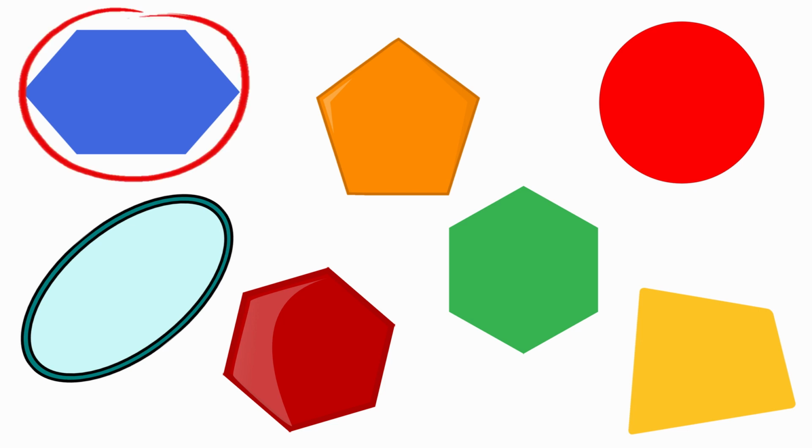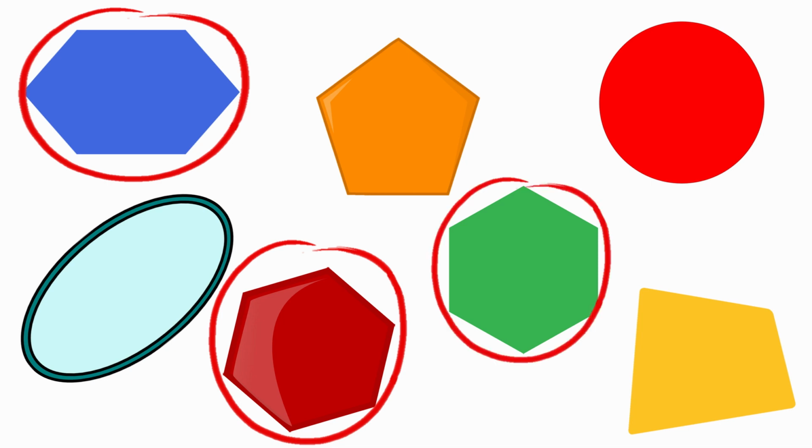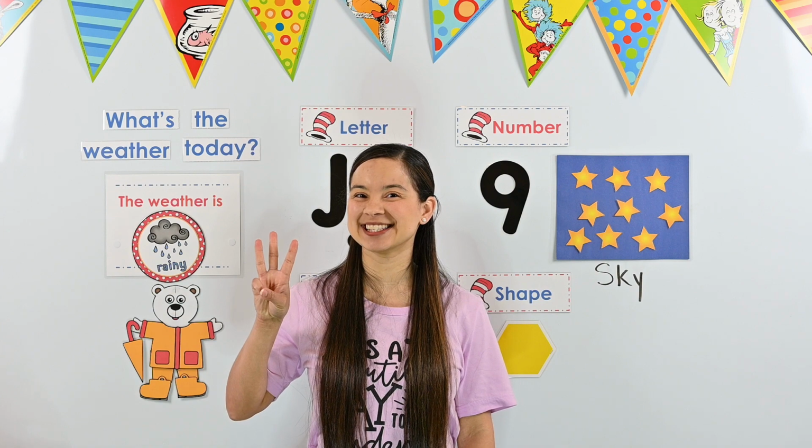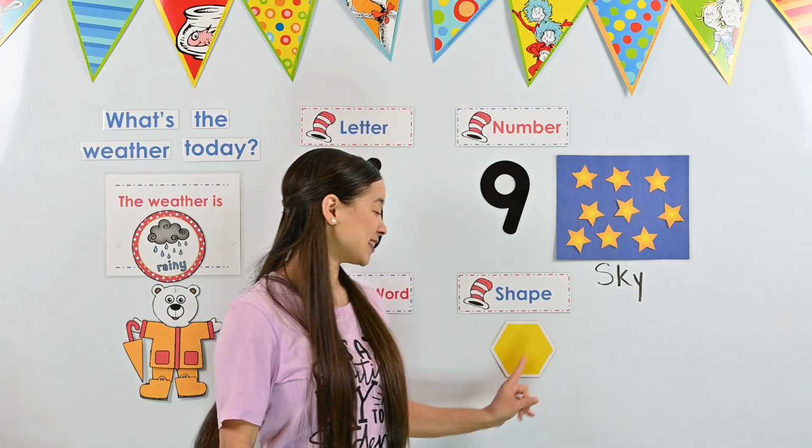Hey look, here's a hexagon. Did you see this one? Awesome. I know it's a hexagon because it has 6 sides and 6 corners. Can you help me find the other 2 hexagons? Oh look, here's another one. It has 6 sides and 6 corners, so it's a hexagon. Can you find the last hexagon? Here it is. Did you see this one? Fantastic. Awesome job, friends. You helped me find the 3 hexagons. We know that a hexagon has 6 sides and 6 corners.